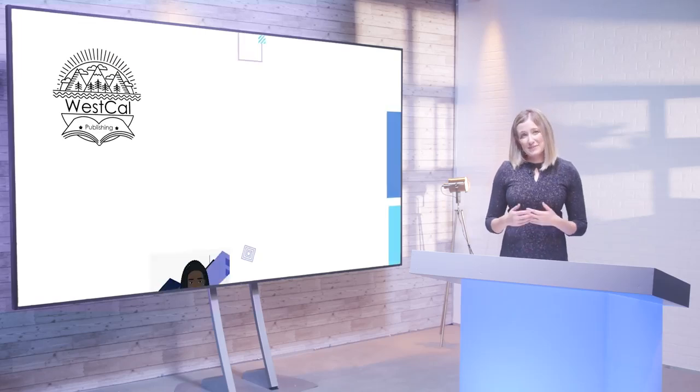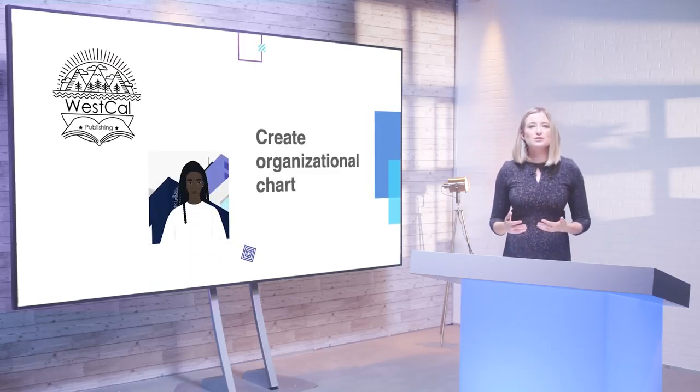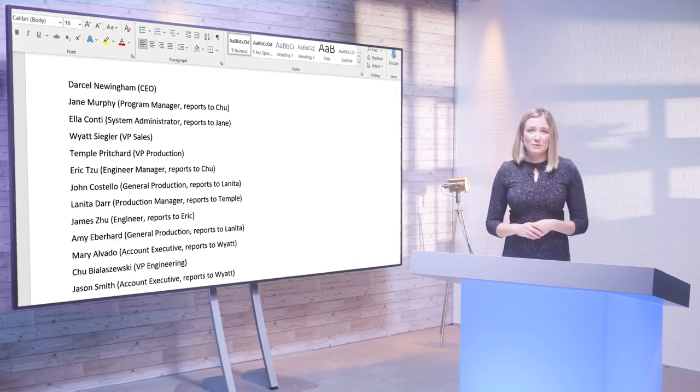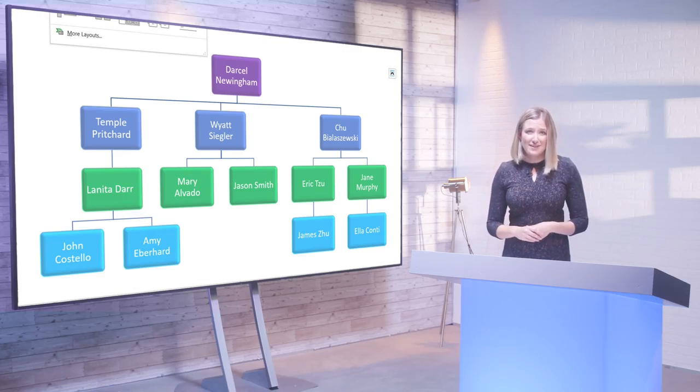Grace at Wescal has been tasked with creating an organizational chart for Acme widgets. Wow, such a confusing list. Who reports to whom? How can Grace convey this list of names in a way that makes sense to readers? The answer is SmartArt, which is Microsoft's intelligent way of adding diagrams to your Office documents.